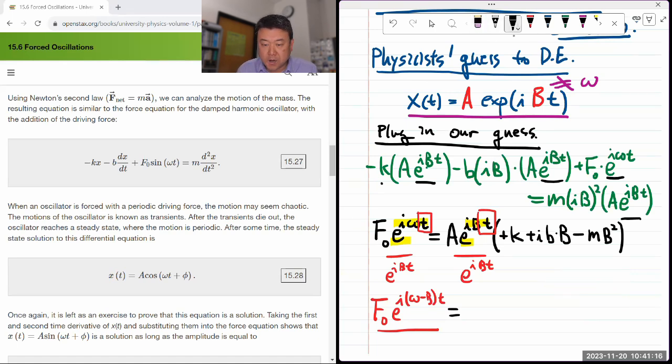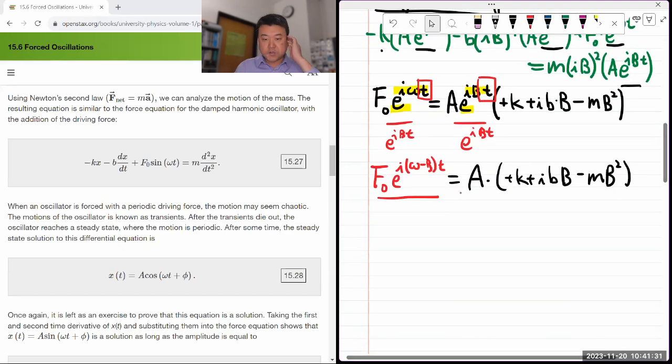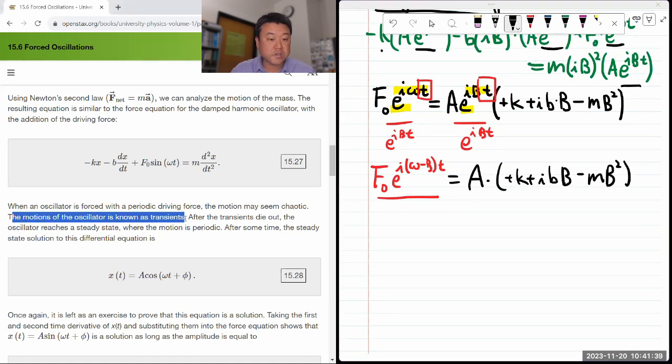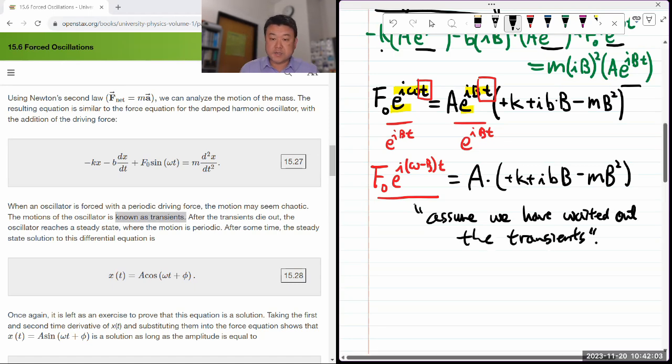So the e to the ib term is gone, leaving a times (k plus ib b minus mb squared). From here on, we are going to make a simplifying assumption: that what the textbook calls the transient motion of the oscillator, the chaotic motion, has been waited out.